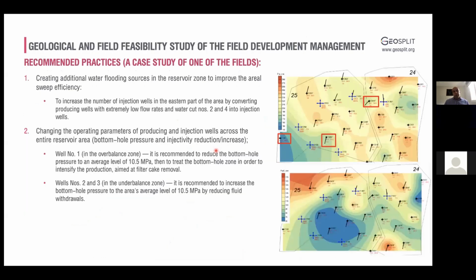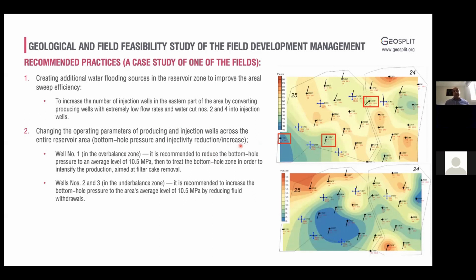Now, once those data-driven models were implemented, the end user was able to create a set of actions, ranging from switching the producers to injectors in the areas where there is extremely low production of oil and high water cut, and that would definitely improve the efficiency of the waterfronts.